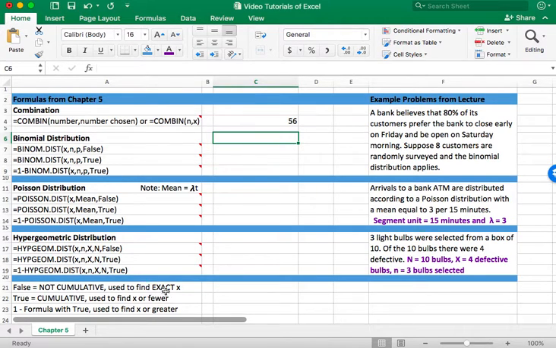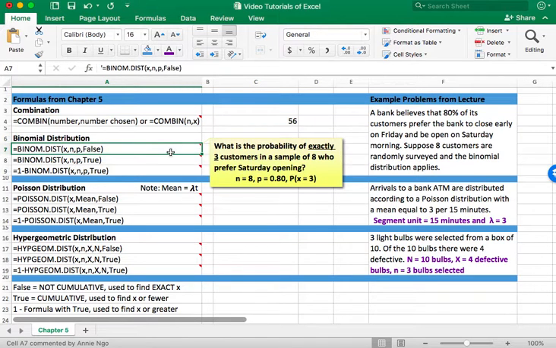So down here at the bottom, I've defined what each one is. False means not cumulative, which is used when you're trying to find an exact number, an exact x. True means cumulative and is used to find x or fewer. And when you want to find x or greater, you're going to do 1 minus the formula that uses true. So it's the complement of the above formula. So let's go ahead and look at some scenarios.